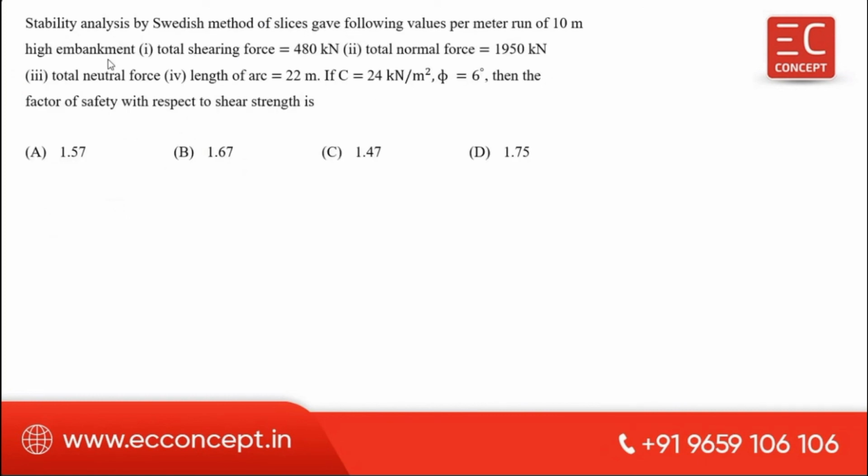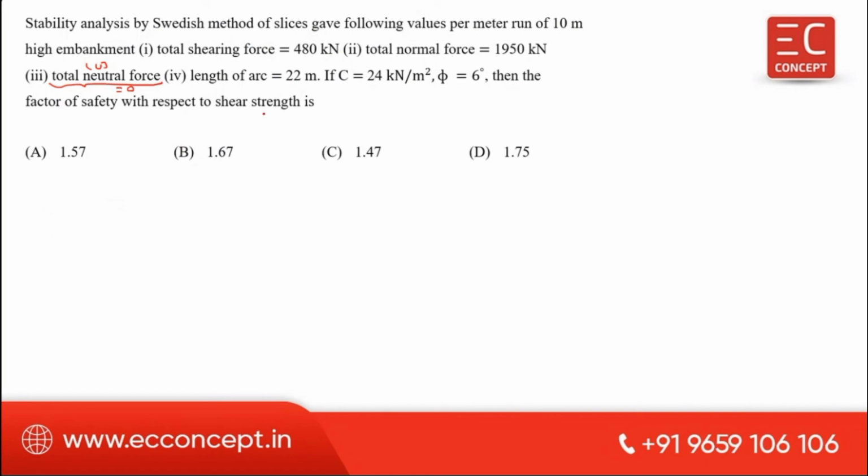Now this is the question. The stability analysis by the Swedish method of slices gave the following values per running meter of a 10-meter high embankment: the total shearing force, normal force, and total neutral force. Here, for the total neutral force, they said nothing, therefore this is 0. Here neutral force means U. The length of arc, C, phi, everything is given.